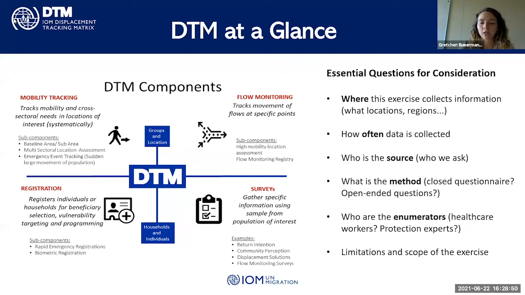So for example, where we're collecting, how often we're collecting data. For example, we have mobility tracking that includes all of the multi-sectoral location assessments. So that might be through key informants and with enumerators. So those are the sources. We have flow monitoring, and that's a different flow rather than stationary data collection through surveys. We sometimes do registration, for example, through partner WFP, and then very specific surveys where we're taking a subset of a specific population of interest and doing a survey.